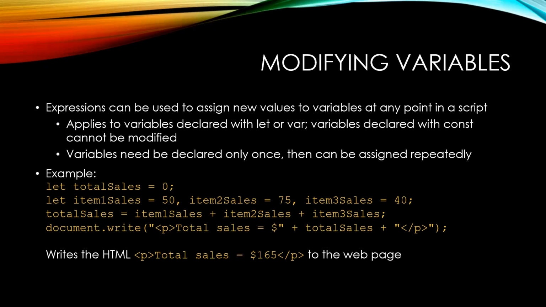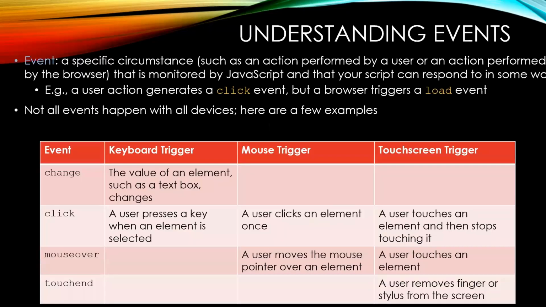Then I can go ahead and take that total sales, since I did declare it, and assign it the value of item 1 sales plus item 2 sales plus item 3 sales. Then I can write here total sales equals and give it a number. So that is going to give us the value of 50 plus 75 plus 40, or 165. And that is the HTML that is going to write to that web page.